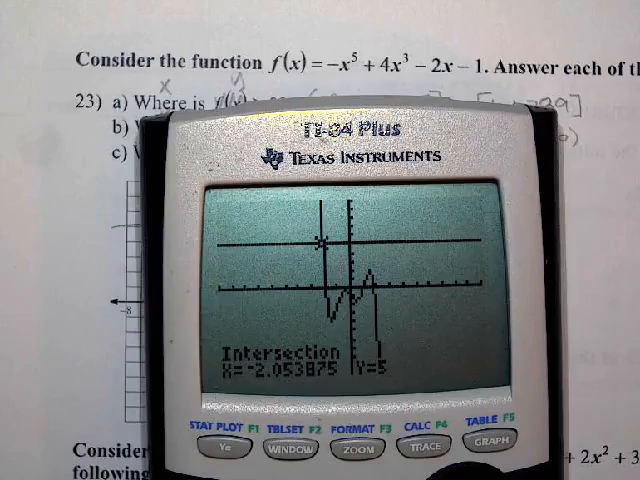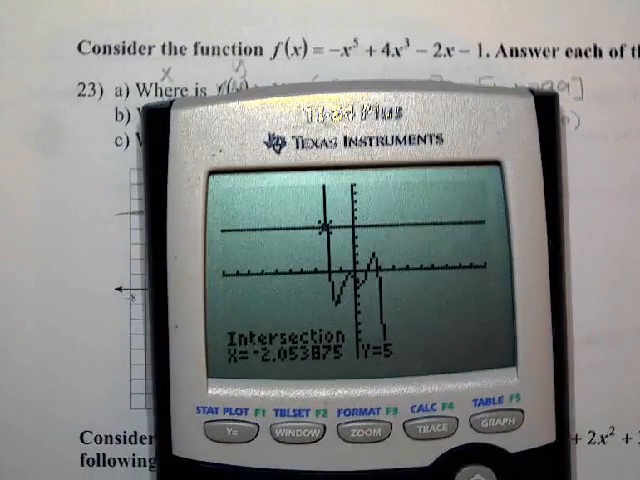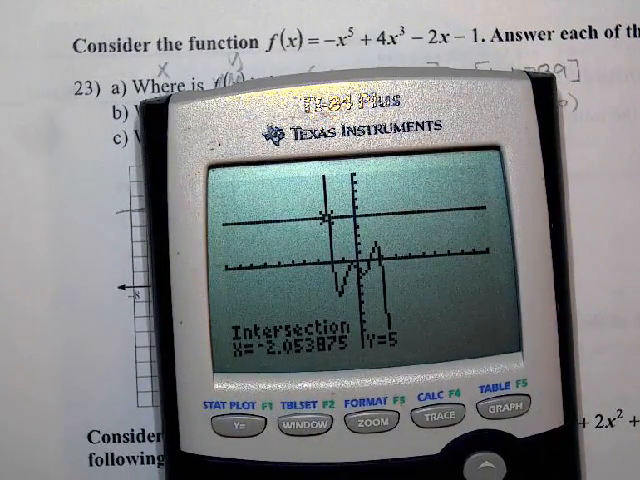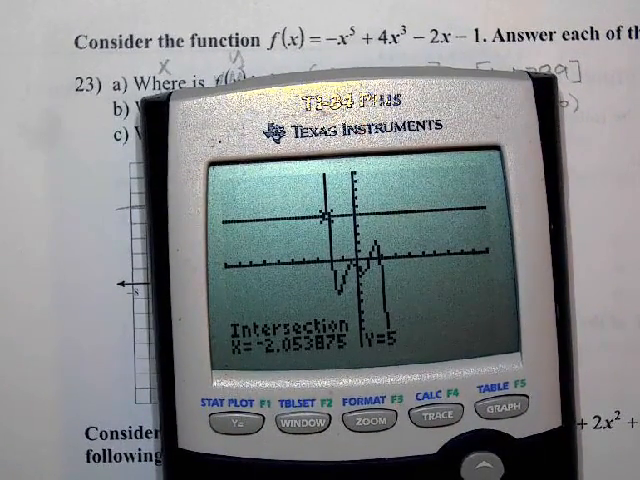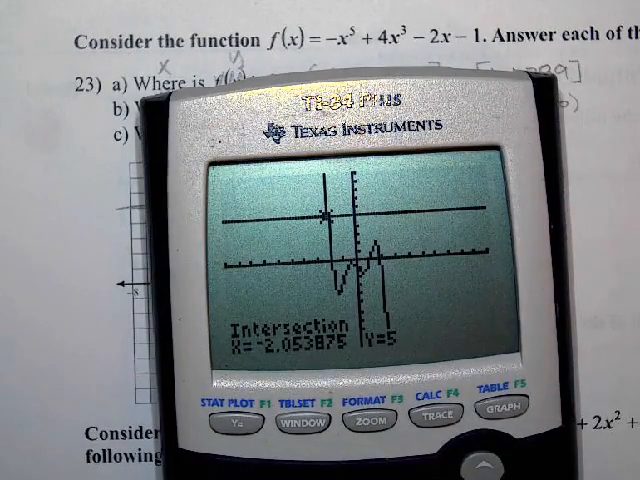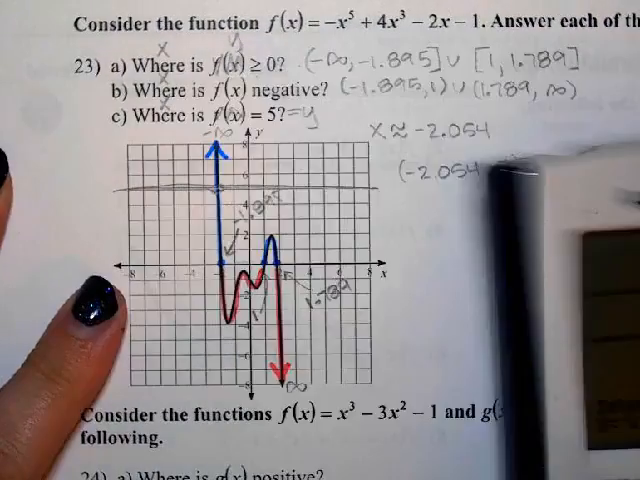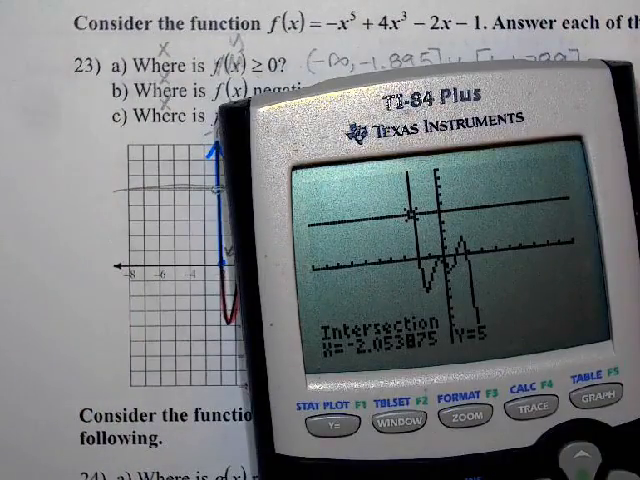The only time you have to move the cursor around is if you have more than one intersection. Then you have to tell the calculator, okay, find the left one. And when you find the other one, you have to tell the calculator, okay, now look over here because we're finding the other one now. But if there's only one intersection and it's a pretty normal graph like this one, you don't even have to move the cursor at all. You can just press enter, enter, enter, and the calculator's like, yeah, there's only one answer. You're right, I know exactly where to go.